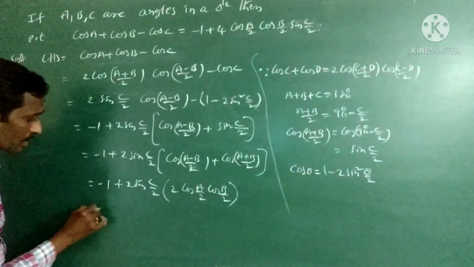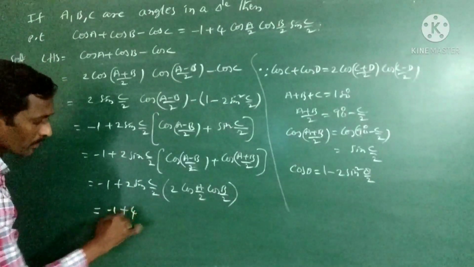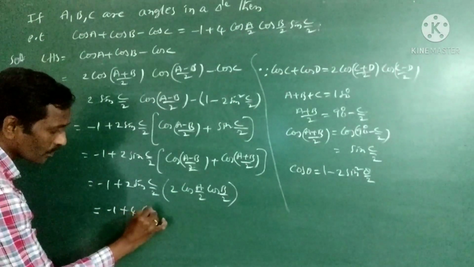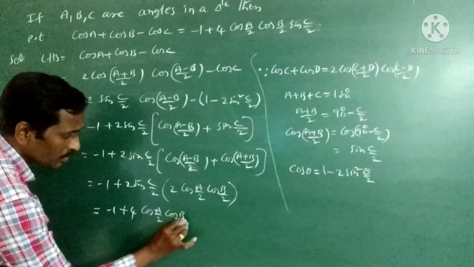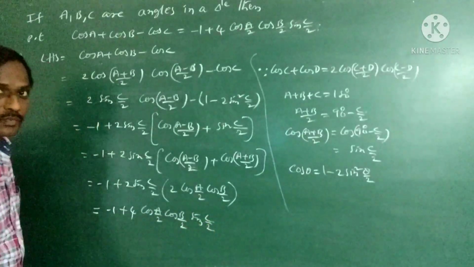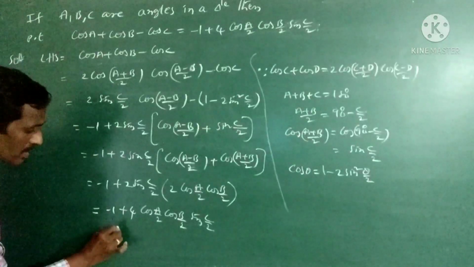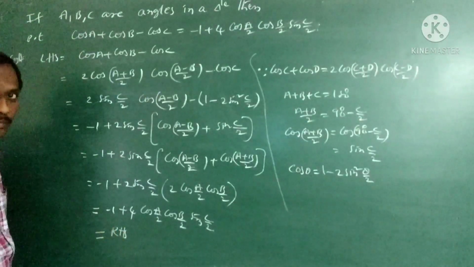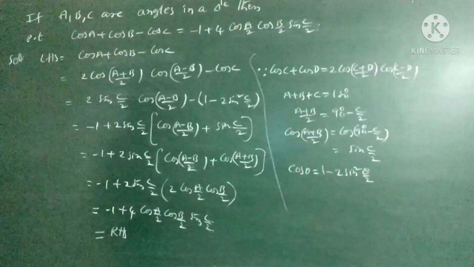Now finally, this equals minus 1 of 2 2s are 4. Write the angles in order: cos A by 2, cos B by 2 and sin C by 2. So what is the answer you have to show? It is the RHS of the problem. So like this, you have to follow the 5-step procedure.